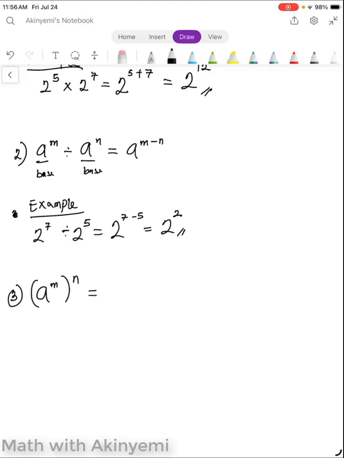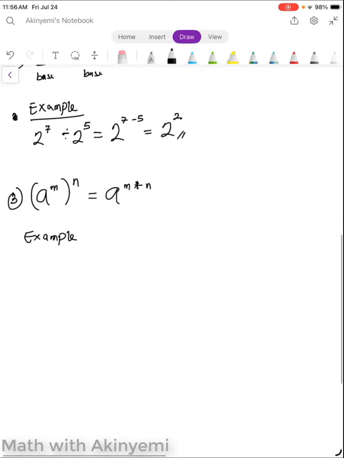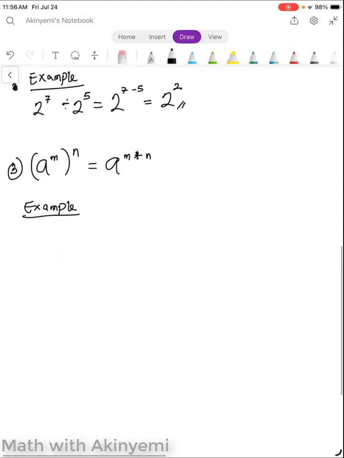For this, the solution is going to be a raised to power m multiplied by n. Let's do an example. We have 2 raised to power 5 in bracket 7. The solution is going to be 2 raised to power 5 times 7, which is equal to 2 raised to power 35.